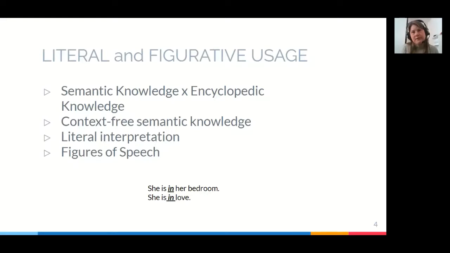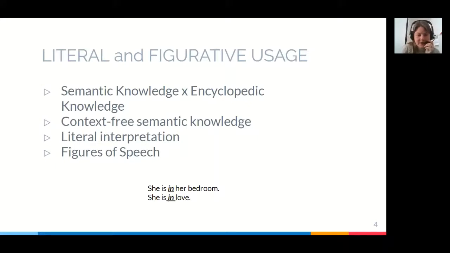So a person who says that he knows a language has a certain amount of semantic knowledge. Yes, this context-free semantic knowledge, like with the example I gave of child, the example of dog or glass, you have this context-free semantic knowledge. So you can have a literal interpretation, and you also can have the figurative interpretation. You can have the literal meaning or the figurative meaning.